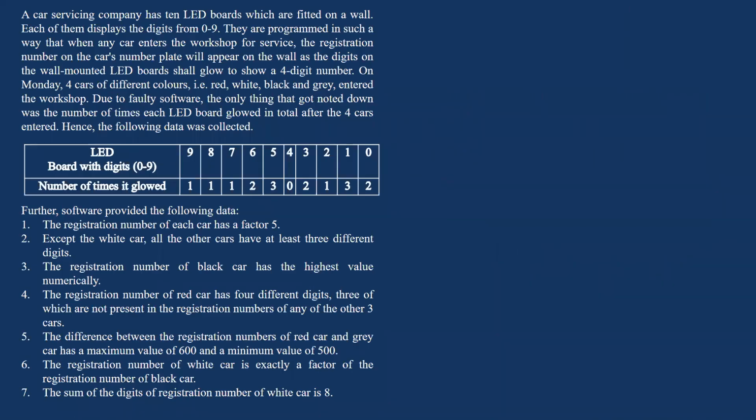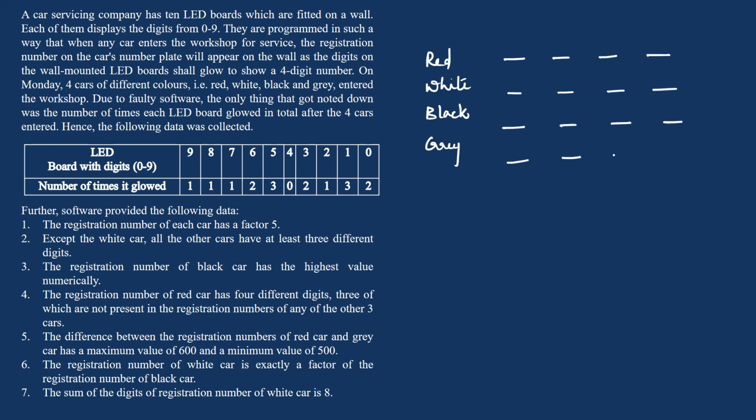A car servicing company has 10 LED boards which are fitted on a wall. Each of them displays the digit 0 to 9. They have programmed it in such a way that, okay, so we have 4 cars, each of red color, white, black, and gray. The registration number is a 4-digit number. Perfect.